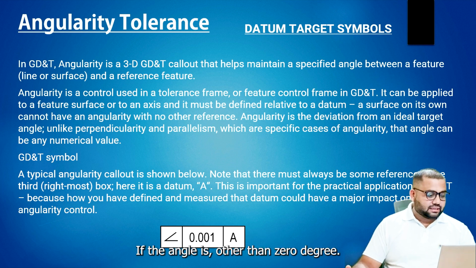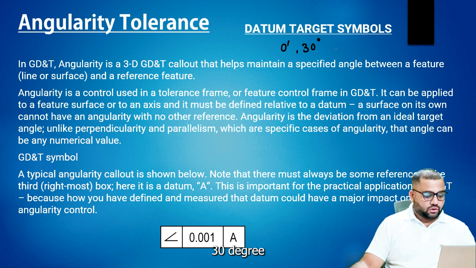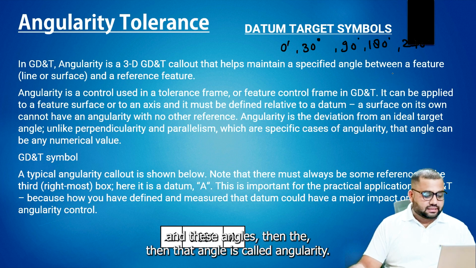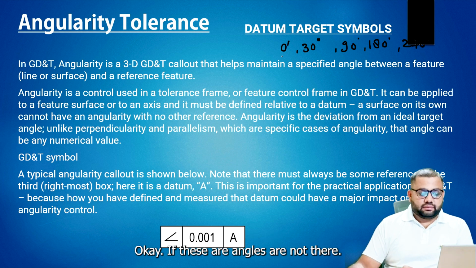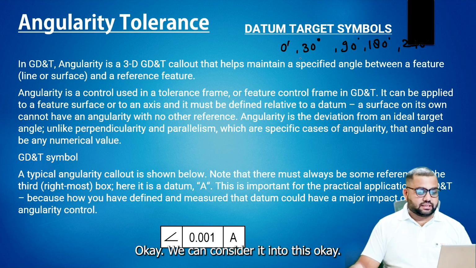If the angle is other than 0 degree, 90 degree, 180 degree, and 270 degree, then that angle is called angularity. If these angles are not there, we can call it an angularity tolerance.